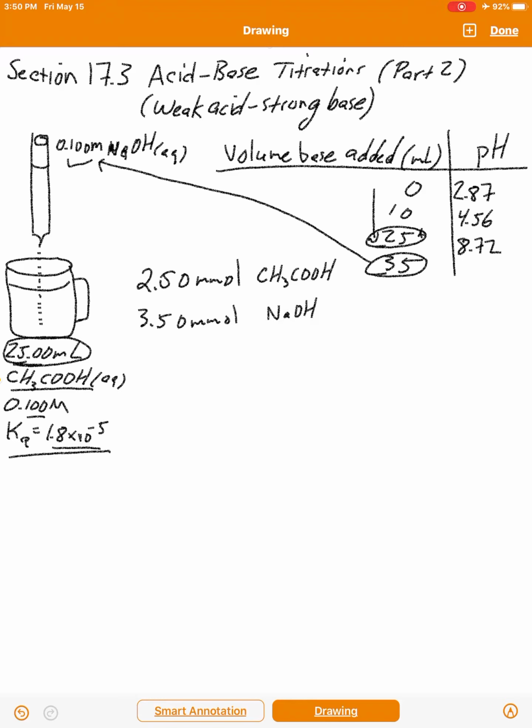Okay, so let's write the reaction. Acetic acid plus sodium hydroxide. Again, one of them strong, so we write this as a one direction. And you get sodium acetate and water.